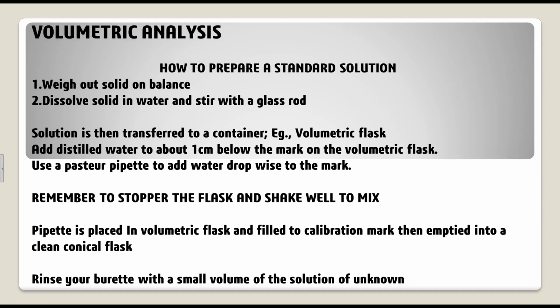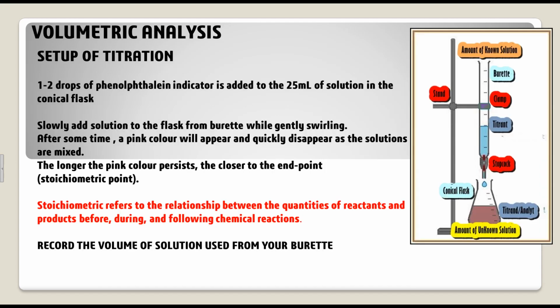Now you have a solution in the conical flask which is of unknown concentration, and you have a solution in the burette that is of known concentration. The unknown concentration in the conical flask is called the analyte, and to it you have to add 1 or 2 drops of phenolphthalein indicator. After adding that indicator, you have to start your titration.